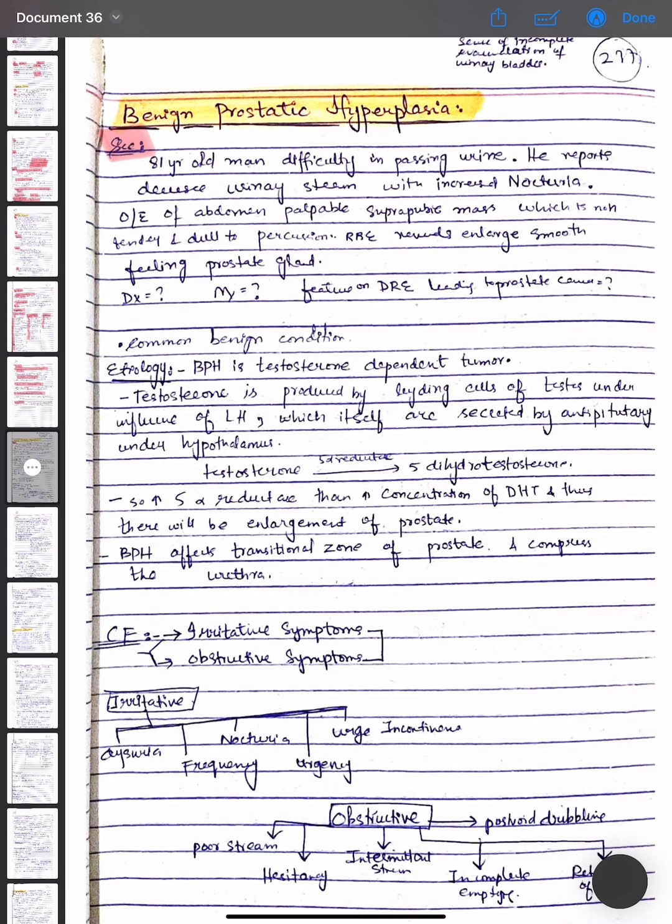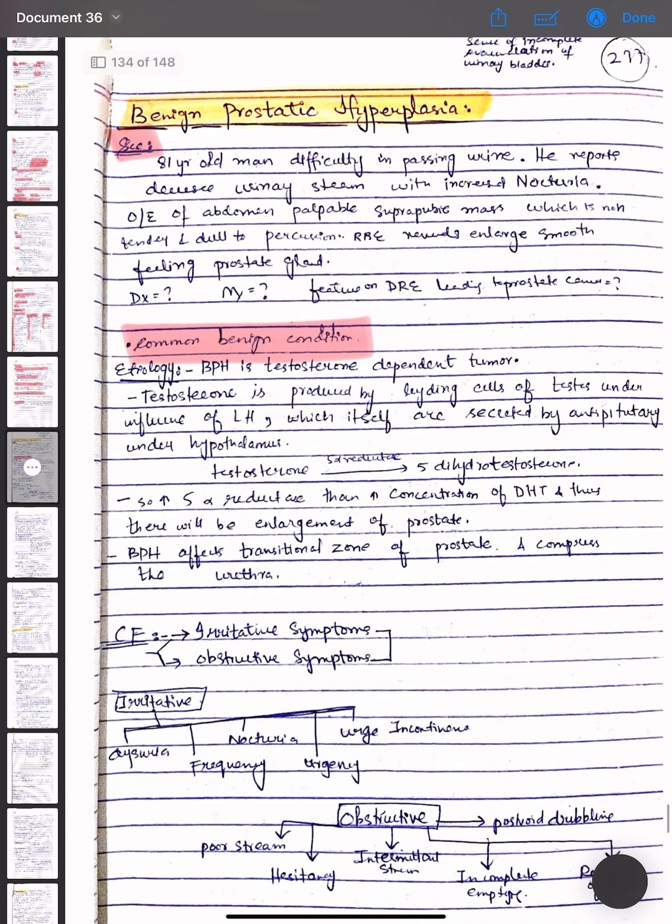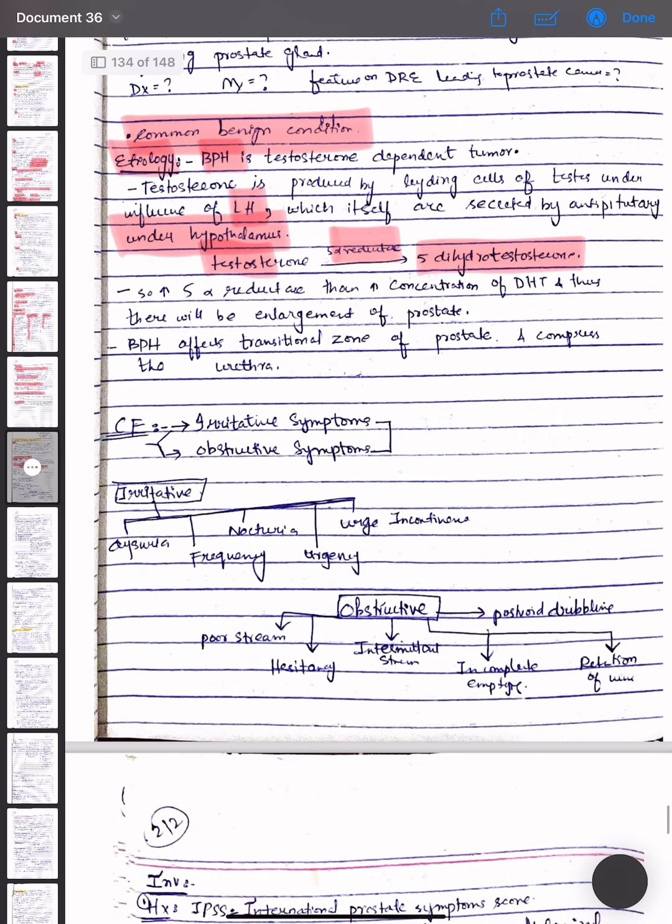Benign prostatic hyperplasia is a common benign condition. BPH is a testosterone dependent tumor. Testosterone is produced by Leydig cells of the testes under the influence of luteinizing hormone, which itself is secreted by the anterior pituitary and hypothalamus. Testosterone is converted by 5 alpha reductase to dihydrotestosterone. So with increased 5 alpha reductase, there is increased concentration of DHT, and thus enlargement of the prostate. BPH affects the transitional zone of the prostate and compresses the urethra.